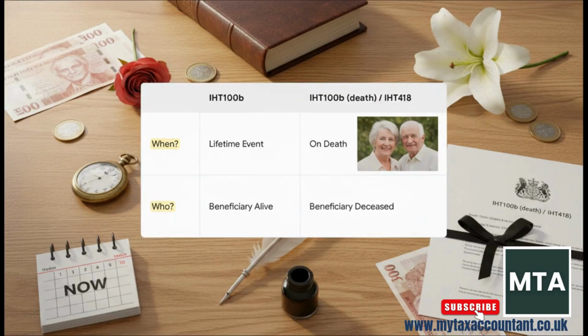And this right here illustrates the most common point of confusion. Honestly, this is what catches so many people out. If the beneficiary's interest ends because they've passed away, you do not use this form. That event is reported by trustees on a different form, IHT100B death, or by the executors on form IHT418. The form we're talking about today is strictly for lifetime events.